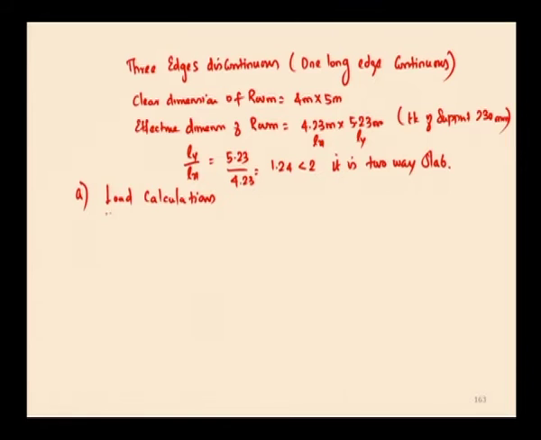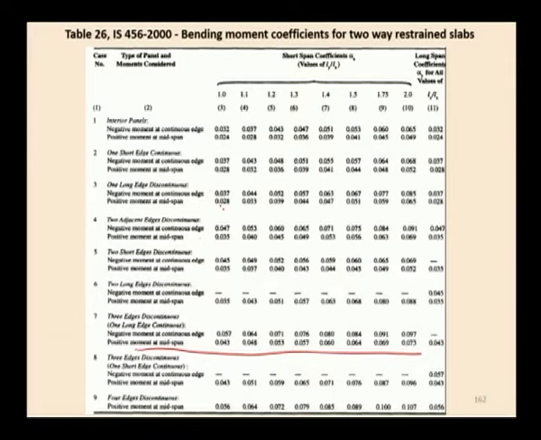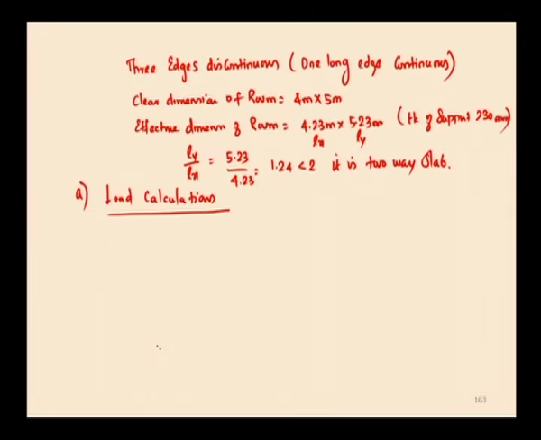In the previous case, we have seen 1 long edge discontinuous, that is, we used that moment coefficient for the design of the two-way restrained slab in the previous lecture. But in the present lecture we are going to design the two-way restrained slab using a different edge condition, that is 3 edges discontinuous, 1 long edge continuous. Load calculations, first one is dead loads.